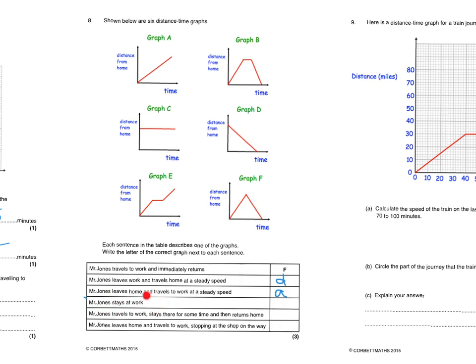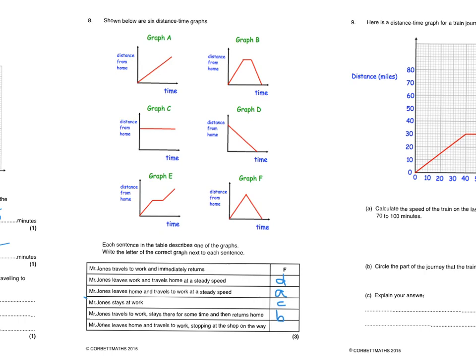Next one, unlikely, Mr. Jones stays at work. So that's just a flat line, he's at work and he's just staying there all day. C. Next one, Mr. Jones travelled to work, stays there for some time and then returns home. Well, that'll be graph B. He goes to work, he stays there and then he comes home.